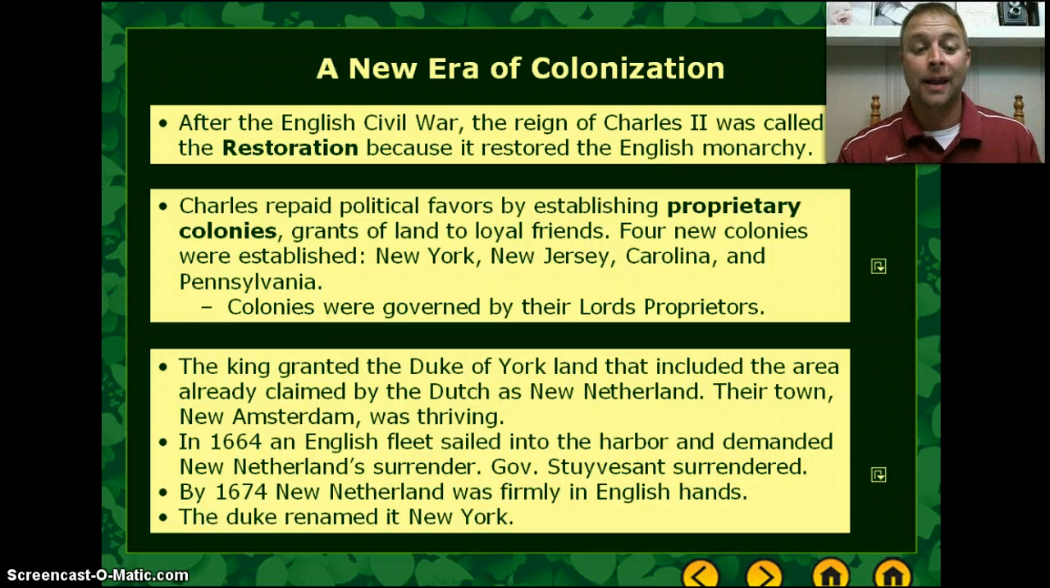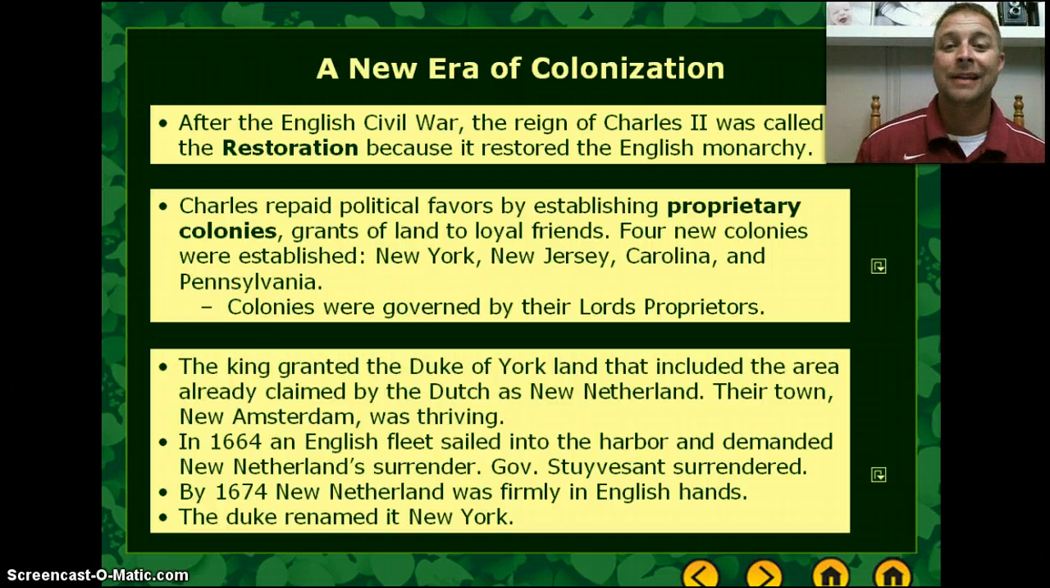The Duke of York's territory included the area that was claimed by the Dutch, New Netherlands. Their town, New Amsterdam, which is going to become New York, was already under control of the Dutch. So in 1664, an English fleet sails into what's now New York Harbor and demands surrender, and the Dutch are basically forced out of New Netherlands. So by 1664, it's reestablished as an English colony, and he names it after himself. He renames it New York. So that's where the name comes from. It comes from the Duke of York himself.